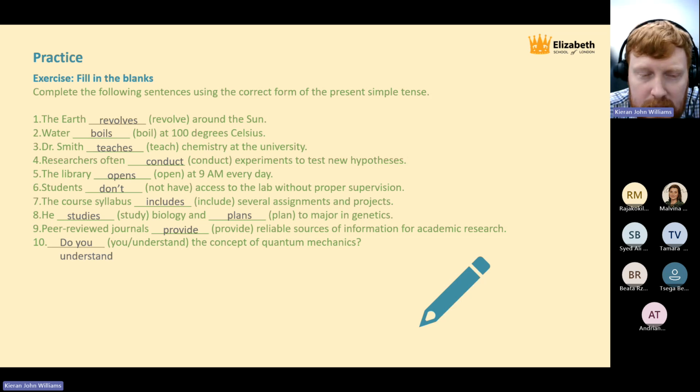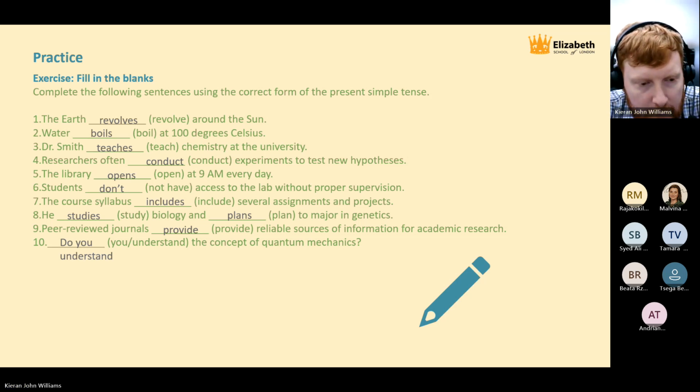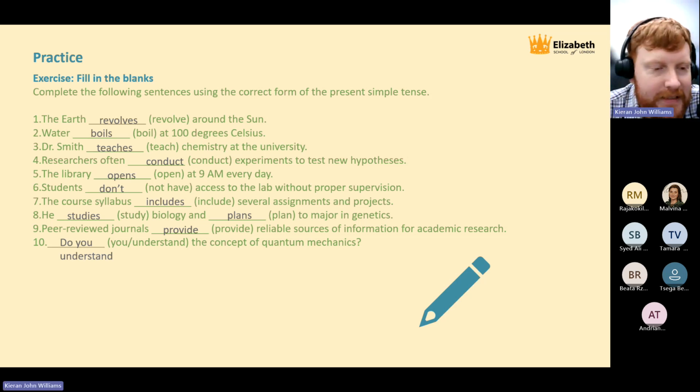Anyone want to go with this one, number 10? Do you understand the concept of quantum mechanics? All right. So well done, everybody there. If you got the right answers, well done. Super work. Okay, so in general, that is the easiest of the present tenses.